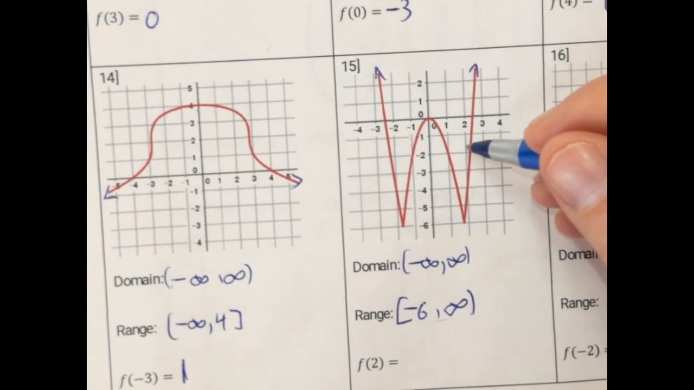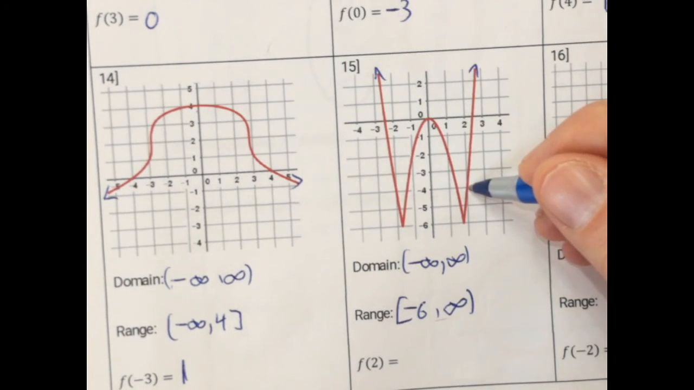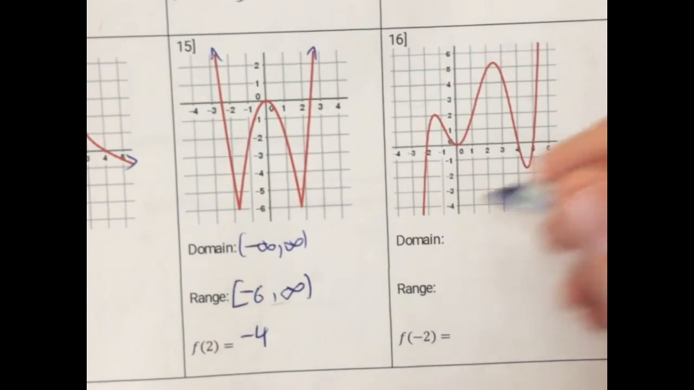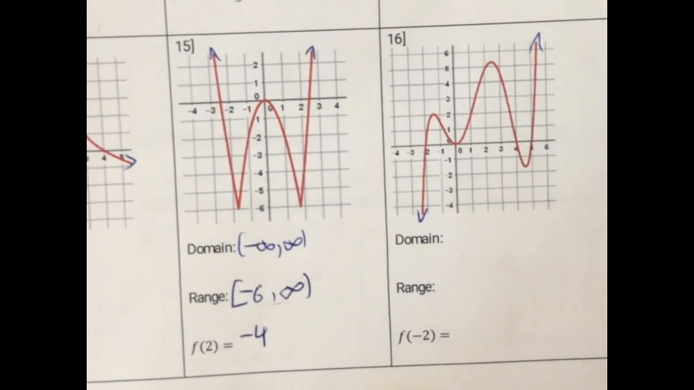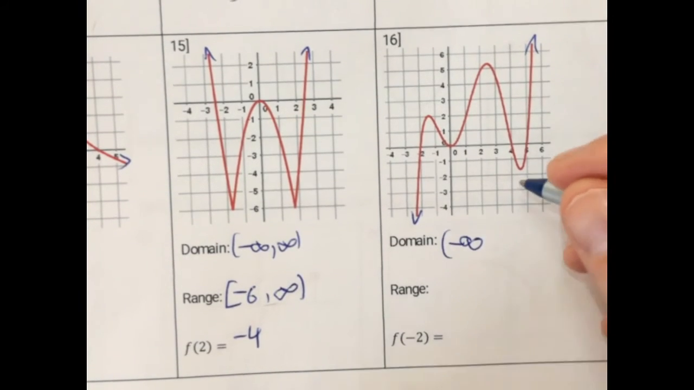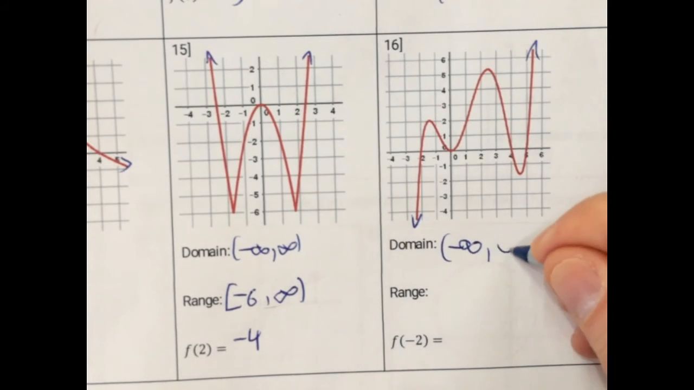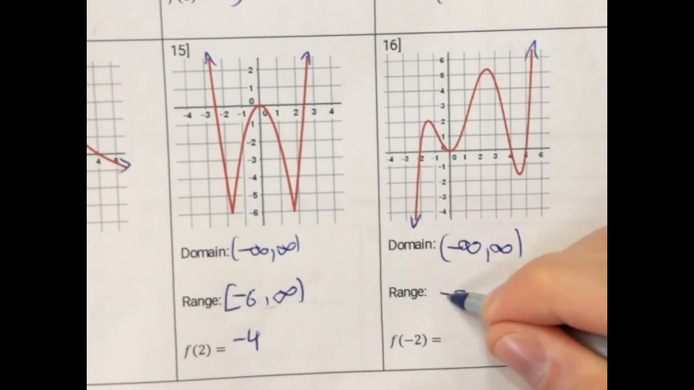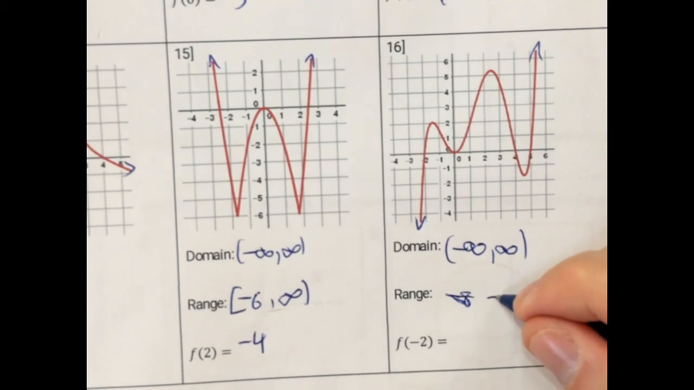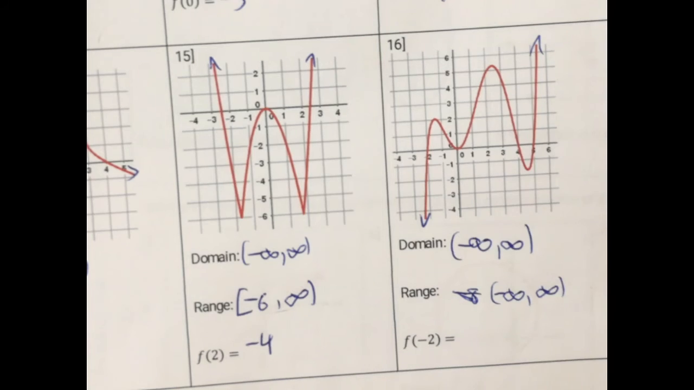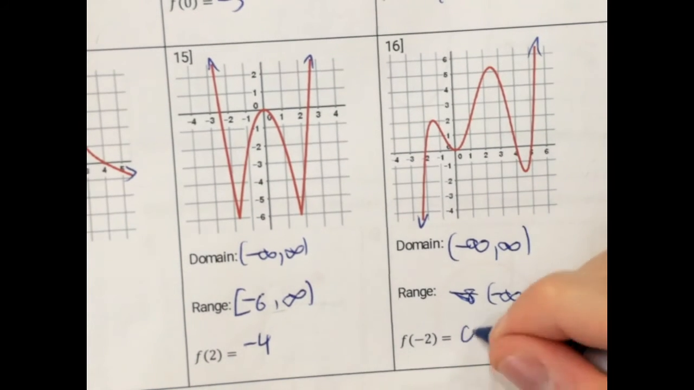F of 2 is going to be... looks like -4. We've got one more here. Put an arrow there, an arrow there. The lowest x value is -infinity, and the highest x value is positive infinity. Same with the range: -infinity to positive infinity. F of -2 is going to be 0.